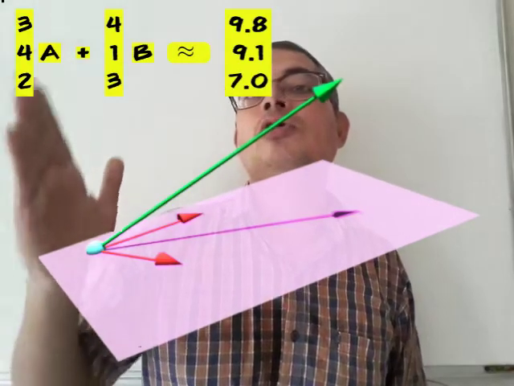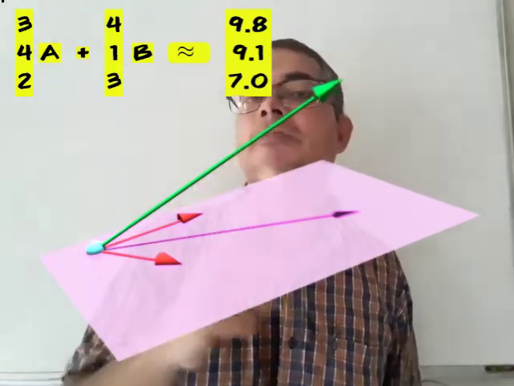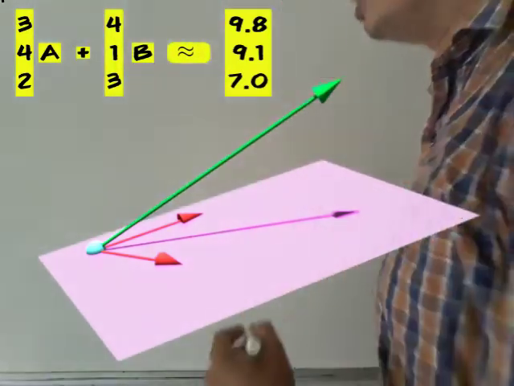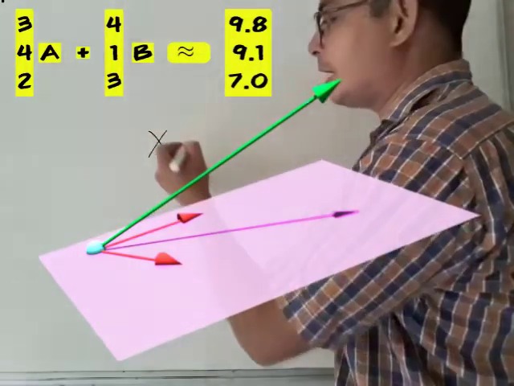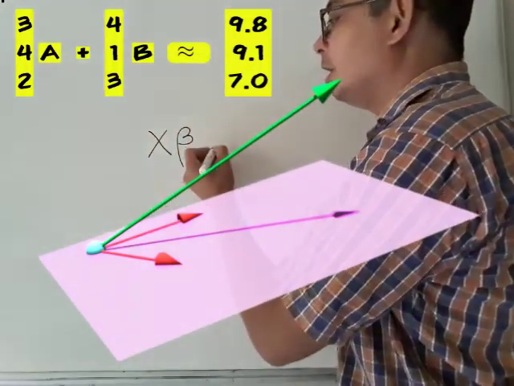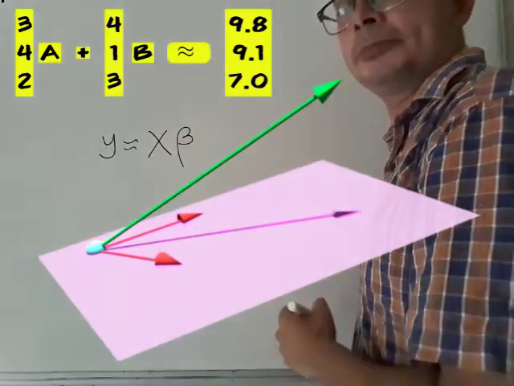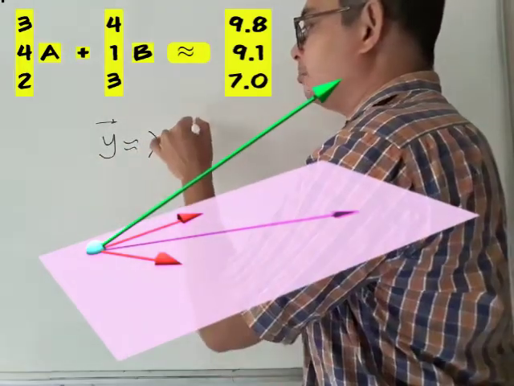So here I had two vectors and I wanted to write it as a linear combination. I wanted to express this as a linear combination of those things. In general, we will be working with a system like this. So I will have x and I will have beta, and y will be approximately equal to that. So I have got y and beta.